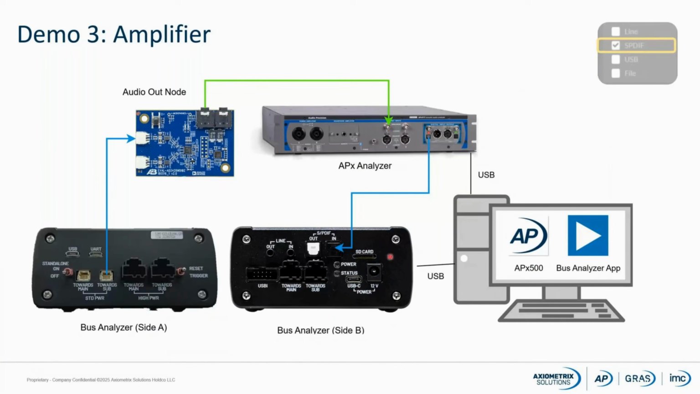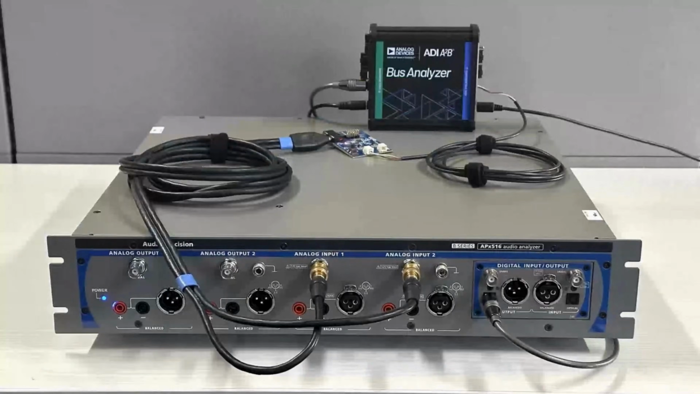This time, the SPDIF output on the APx analyzer routes to the bus analyzer input, and the analog output from the node routes back to the analyzer analog inputs. So once again, forming a closed loop connection, just in the other direction. Here's a picture of my setup. The APx SPDIF output wraps around to the SPDIF input on the bus analyzer, and the 3.5 millimeter output on the board connects back to the analog inputs.